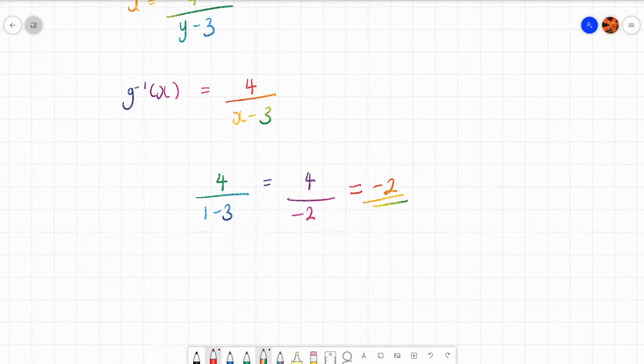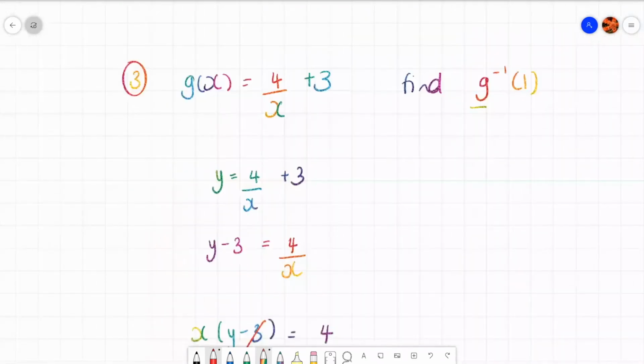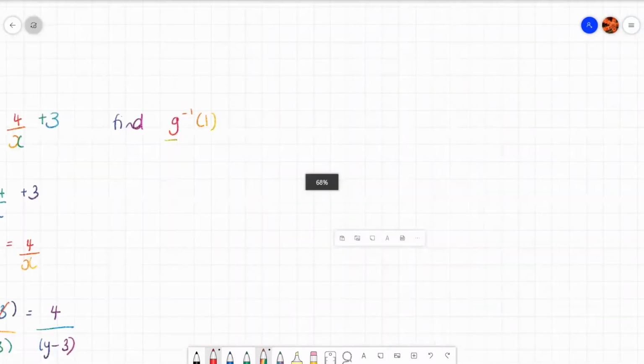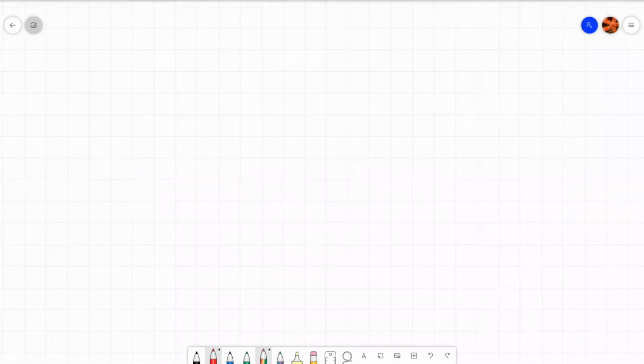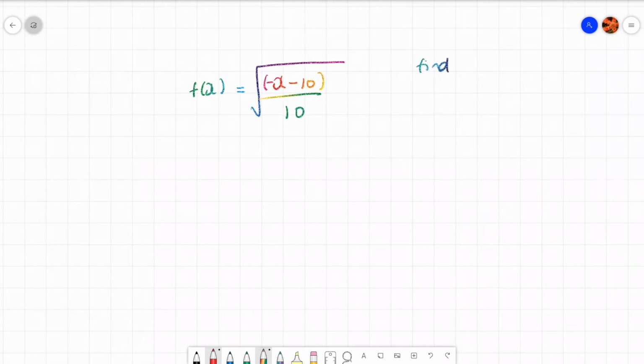Obviously, you can get trickier questions asked, where you might have to do some more tricky questions. Let's have a look at one last one before we leave. Let's do one that's a little bit more tricky. So I'm going to zoom out and get into a fresh page. Let's do f of x equals the square root of minus x minus 10 all over 10, and we're just going to work out the inverse.